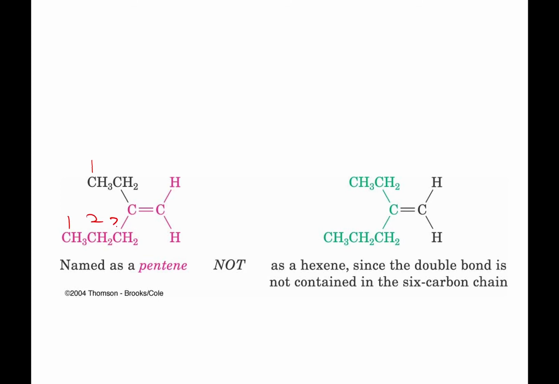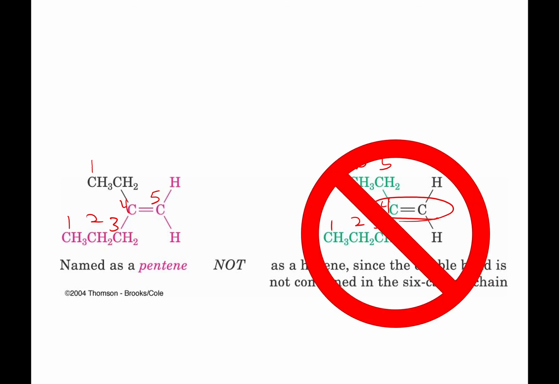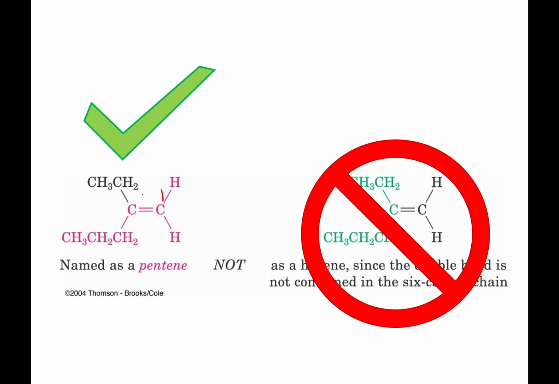1, 2, 3, 4, 5. Or 1, 2, 3, 4, 5, 6. So 6 carbons is the longest chain. However, this one does not go through the double bond. So this one is not correct, where this one is correct because we number through the double bond. Now, the numbering system, the way I numbered it would be done this way, 1, 2, 3, 4, 5, to get the proper direction. So let's name these real quick.